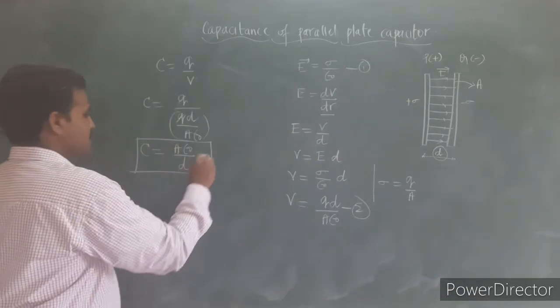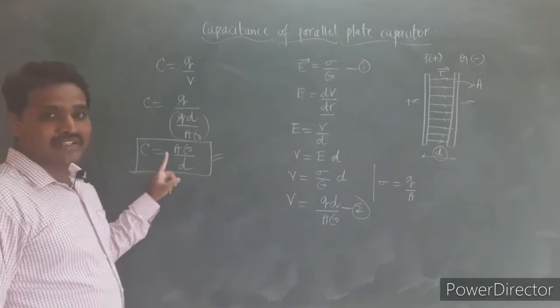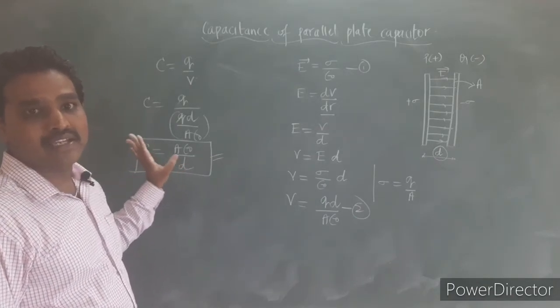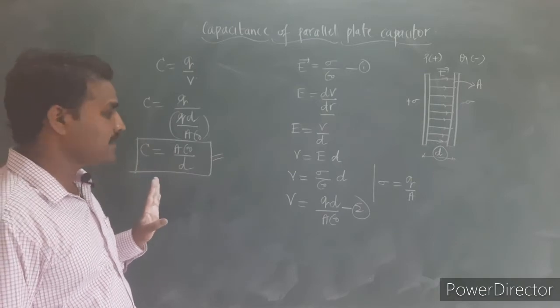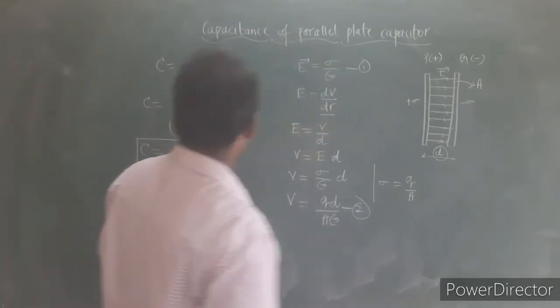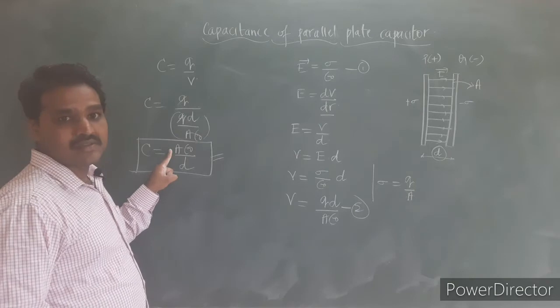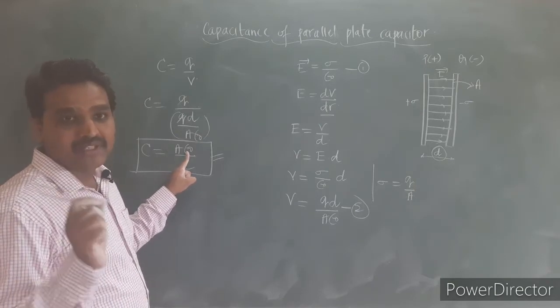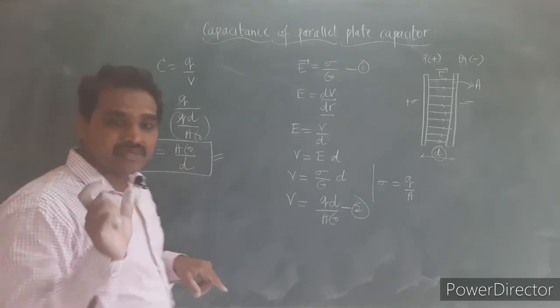So for that, you just remember this equation. These are the factors which affect the capacitance of a parallel plate capacitor. That is the area of the capacitor plates, the permittivity of the medium, and the distance between the plates.